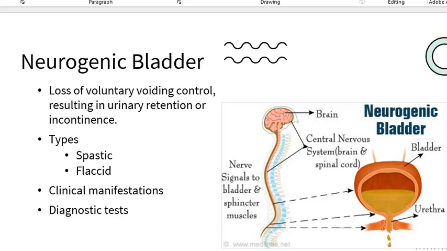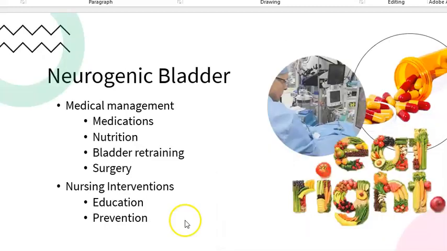Your creatinine and BUN will also be tested. Then they can also do a post-void cath, which just means they would have the patient urinate, and then we would straight cath. If there is greater than 150 mLs, then that might indicate an ineffective muscle tone. Medical management, of course, there are some medications that can be given for that. Bladder retraining, where the patient would have to go to the bathroom every hour.